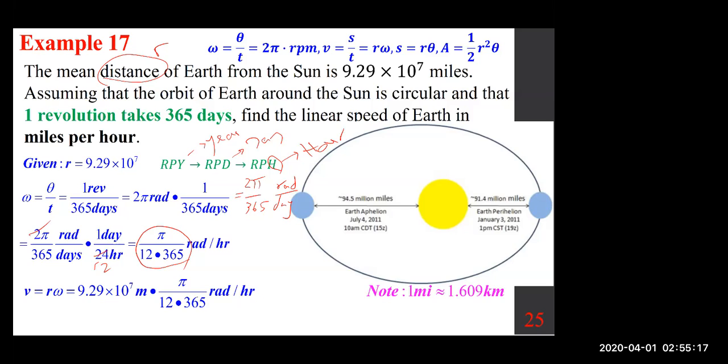All right, so that gives us pi over 12 times 365. And when we multiply those, we get 9.29 times 10 to the power of 7. Okay, that's miles, class, times pi over 12 times 365 radians per hour. So let's put it back in. 9.29 times 10 to the power of 7 times pi over 12 times 365.